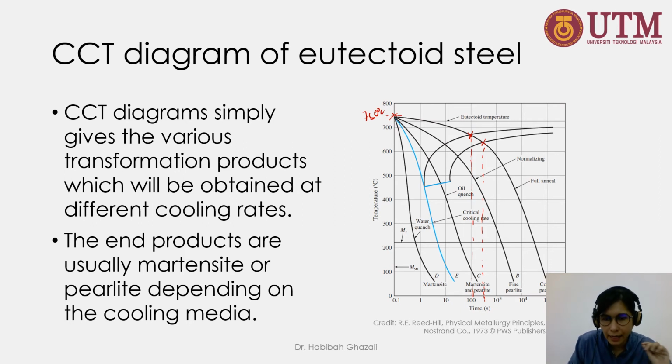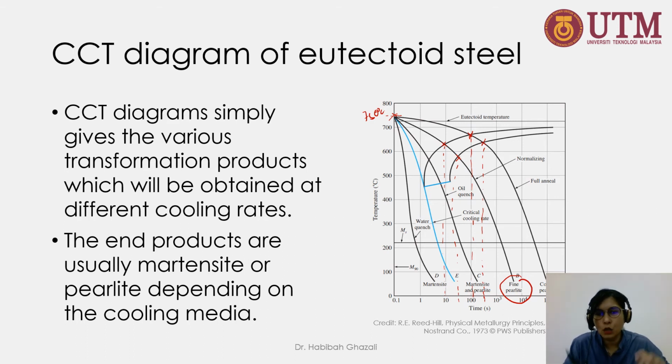So with the air cooling, you can predict that the transformation will start after around 9.5 seconds and it will end at around 50 seconds. So that's how you use this CCT diagram. So again, it will give you full perlite, so fine perlite after the transformation finishes.